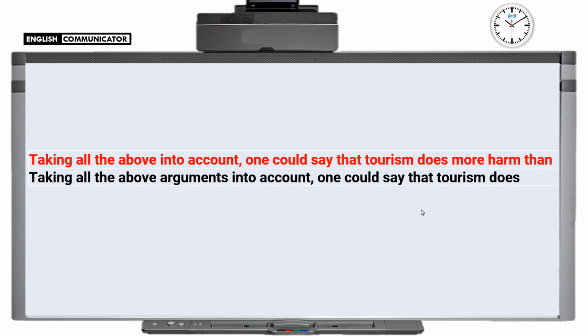Taking all above into account, one could say that tourism does more harm than anything else. Taking all above arguments into account, one could say that tourism does. So we have to say all about the arguments, not account. Account is concerning digital information, but argument is concerning topical information, that we discuss or talk something about. So always remember arguments, not accounts.